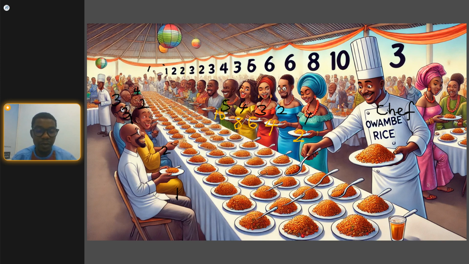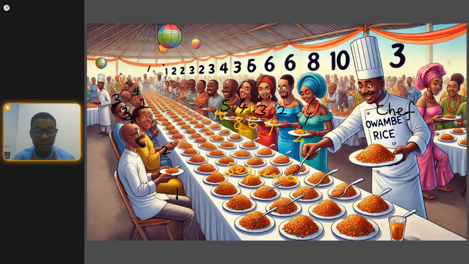And this process of serving has to do with what we call a sequence. The sequence we are following is adding 2 each time. That is, he's adding 2 more to the initial number of spoons of rice he has given to a person. So if you give a person 2, then the next person will be collecting 2 plus 2. If you give a person 4, the next person will be collecting 4 plus 2. Are you getting that? So that is what we call a sequence.